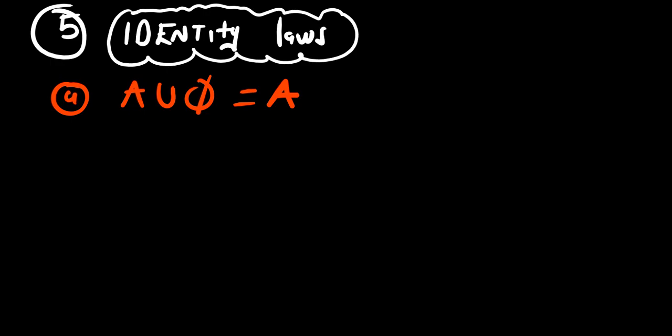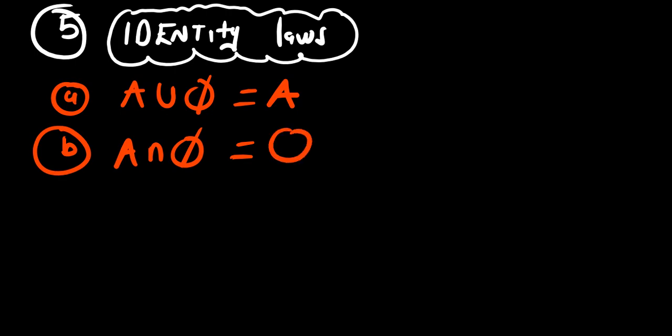Then another identity law that you need to understand, if we say A intersection empty set, what are you going to have? Now what is common between A and nothing? Here now we're not combining, but we're trying to find what is found in nothing and in A. You're going to realize that nothing is common between nothing and something. There's nothing common, so you're just going to get an empty set. So this is another thing that you need to understand.